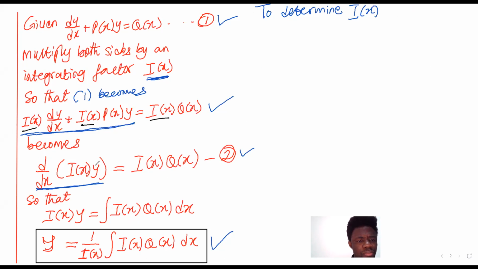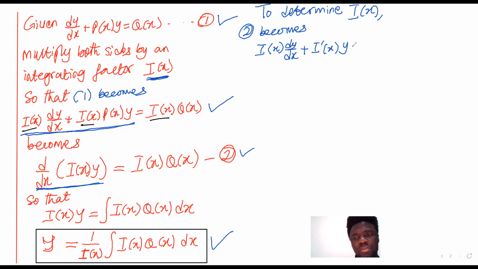Let's look at here and here. To determine I(x), take the left-hand side of equation 2. When you differentiate this, keep I(x) constant and differentiate y, plus differentiate I(x) and keep y constant. Are you with me? So this is our equation 2. Understand?